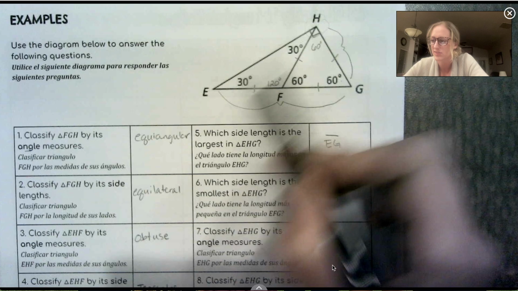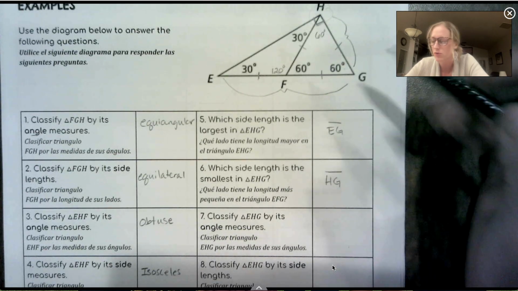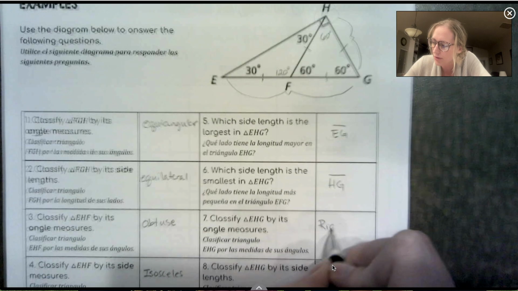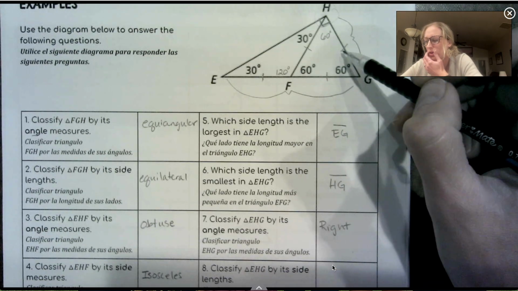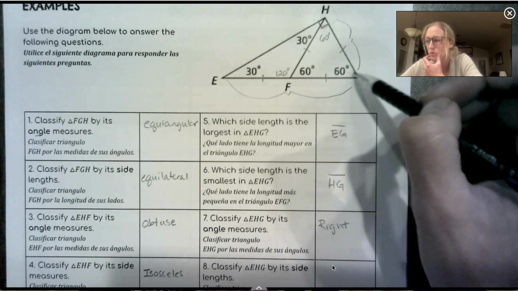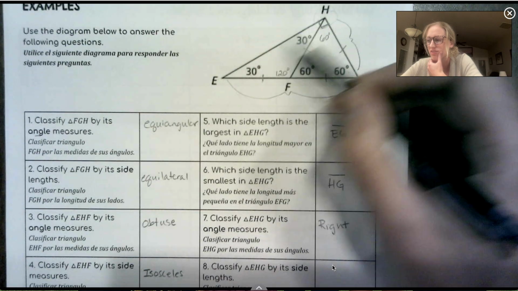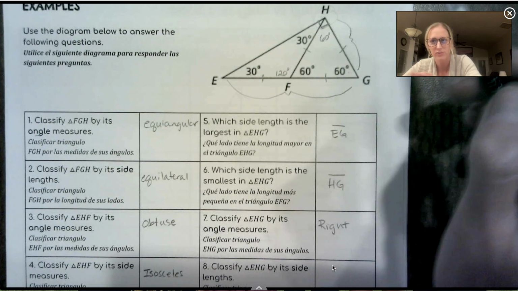Okay, now we're asked to classify that big triangle by its angle measures. We already kind of picked out that it had a right angle, so this is a right triangle. And by its side lengths. So we know that this is the same as this, but this one's double that, and this one is obviously shorter than this one. If all the angles are different, all the sides are also different.